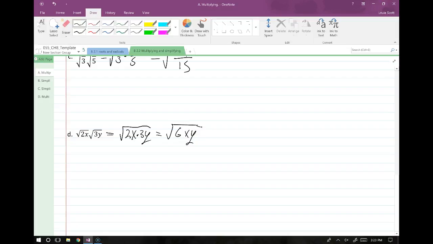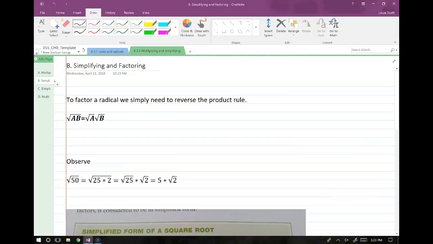Okay, so now, I believe now we're going to talk about simplification a little more. So what you guys might have noticed, what I did on that problem when we sort of simplified things a little bit further, is I reversed our product rule. So I had something that started out under one radical sign, and I split it into two. So we're allowed to do that, and that's how we simplify these a little bit.